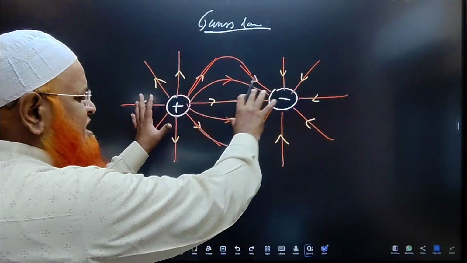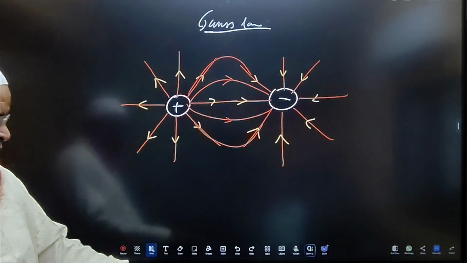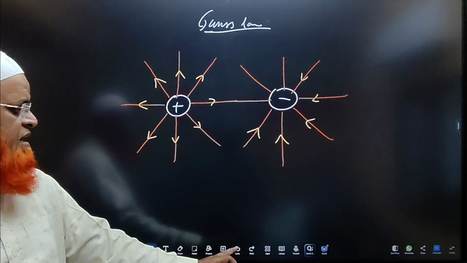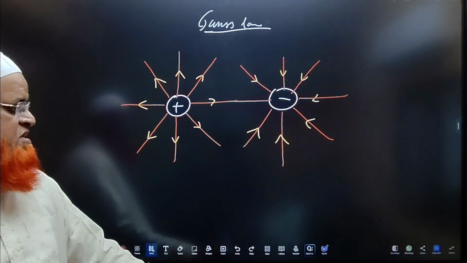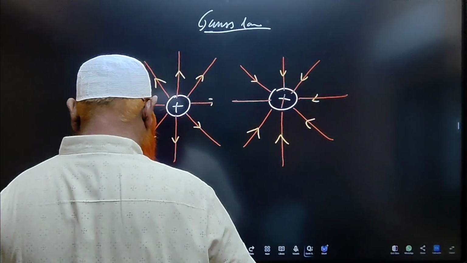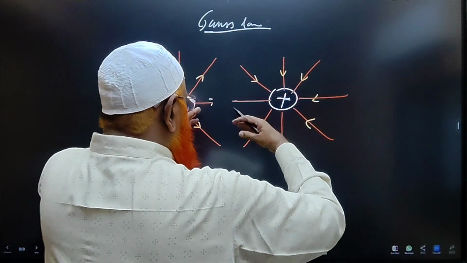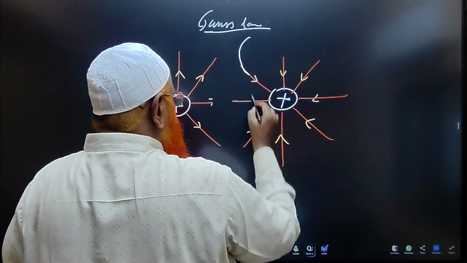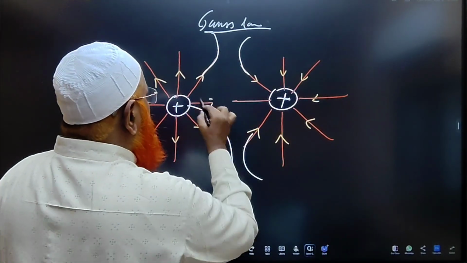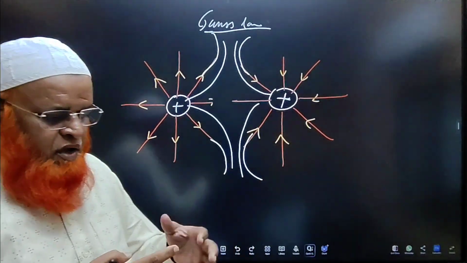So like this type of flux formation will be there when opposite charges are there. So next what is going to happen? When same charges are there, what is going to happen? For example, this also positive, this also positive, this also positive. What happens, no? Like this, it will go like this. They don't intersect.